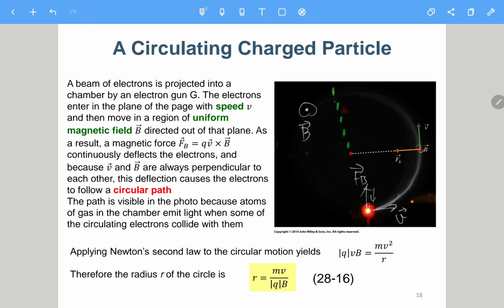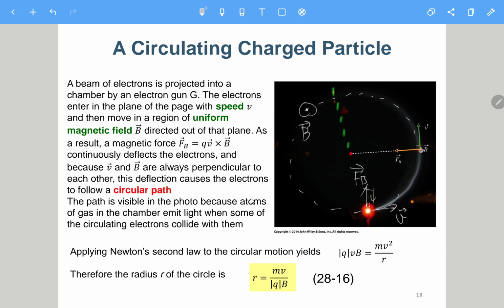So if it goes to here, the B field is also pointing out of the page. So V cross B points to the right side, and then FB will point to the left side. So it turns out to be a circular motion like this. Keep rotating.